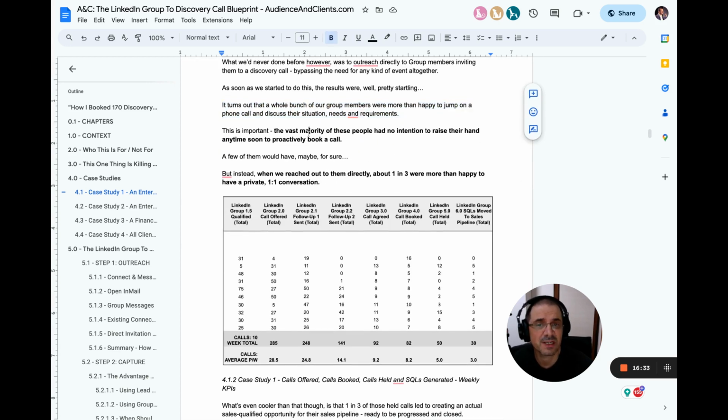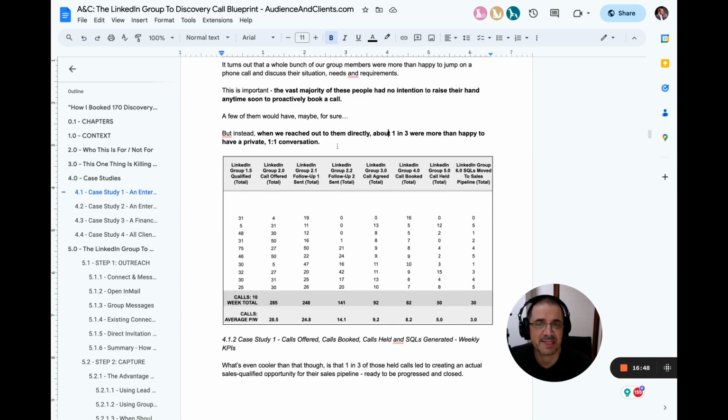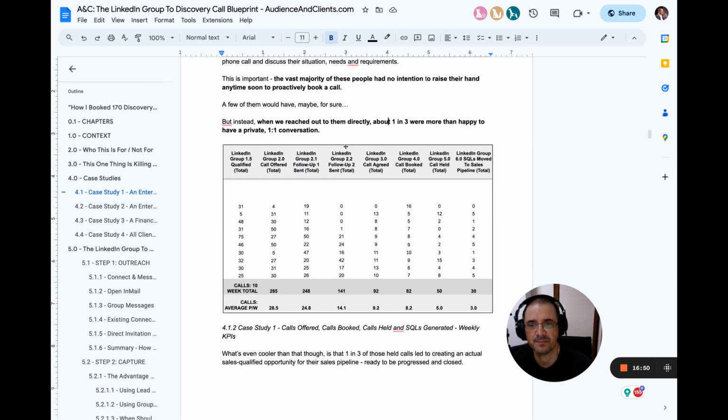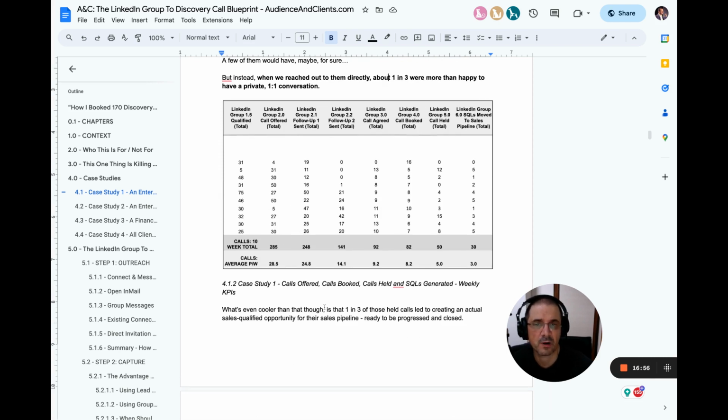This is important because the vast majority of these people had no intention to raise their hand anytime soon to proactively book a call. Few of them would have, maybe for sure, but instead, when we reached out to them directly, about one in three were more than happy to have a private one-on-one conversation. And so here are the numbers. And what's even cooler than that one in three is that one in three of those held calls led to creating an actual sales qualified opportunity for their sales pipeline, ready to be progressed and closed.